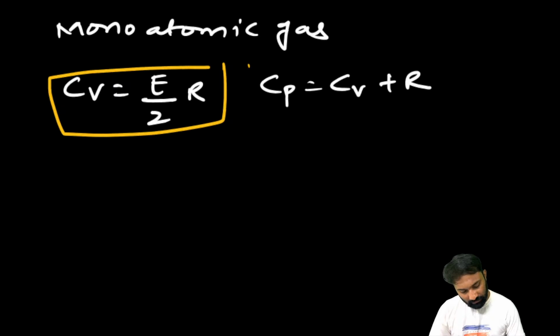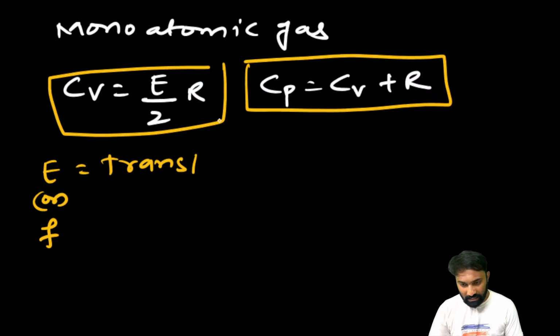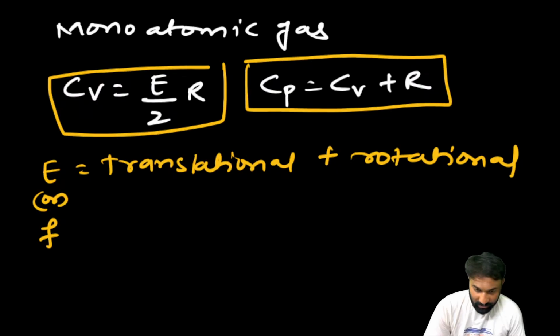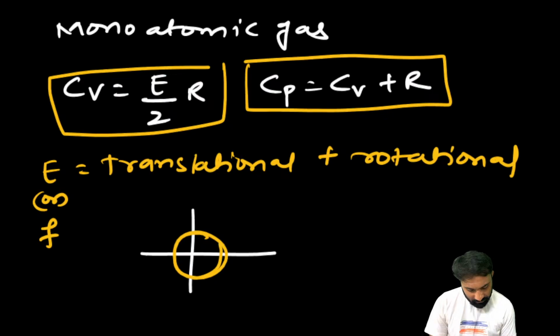How to calculate the f? f is equal to translational plus rotational. E or F, both are same, don't get confused. Vibrational we will not consider, right? Translational means, if I take the axes like this, this is one monoatomic gas, for example helium. Monoatomic gas, it can translate.